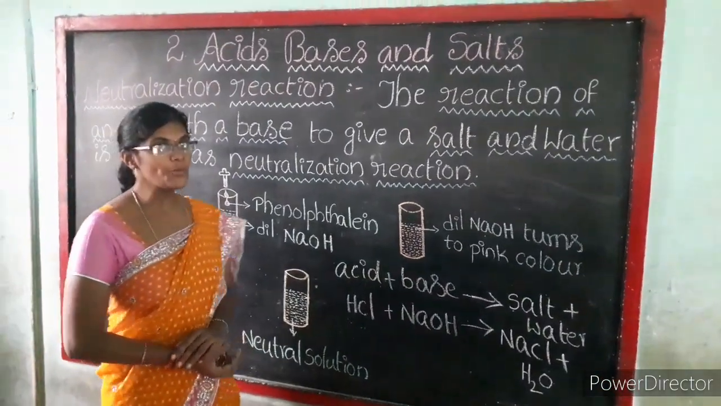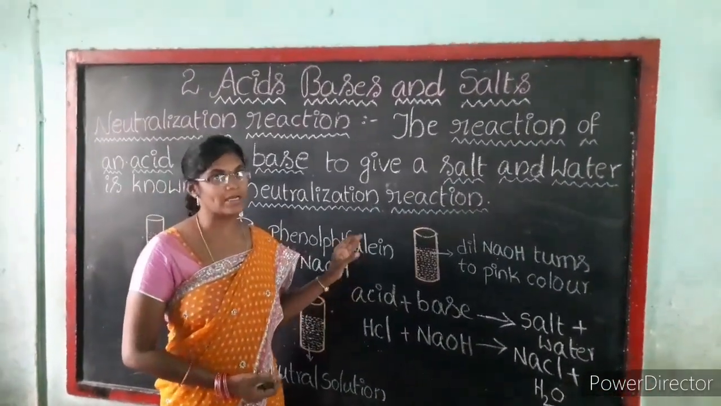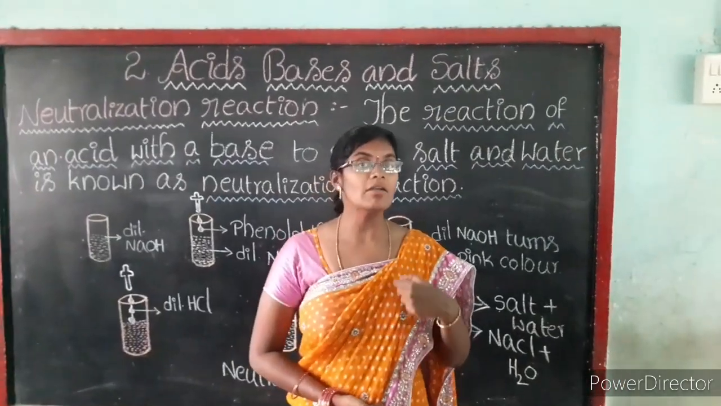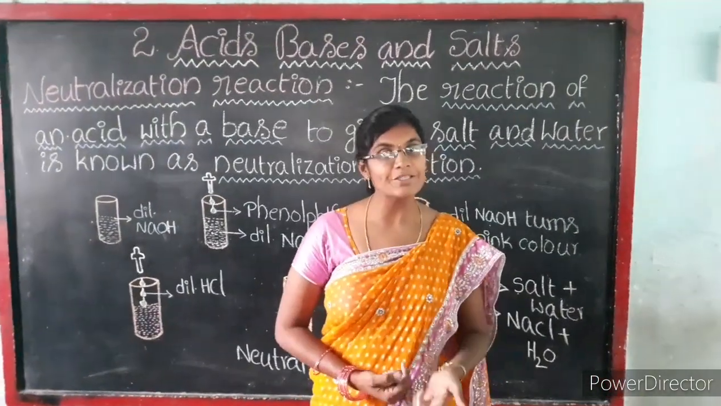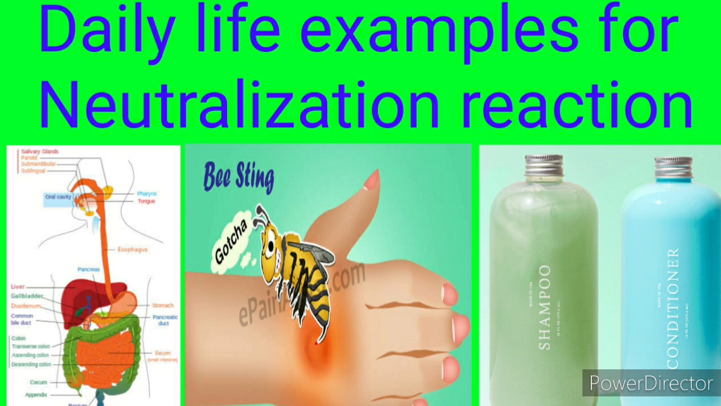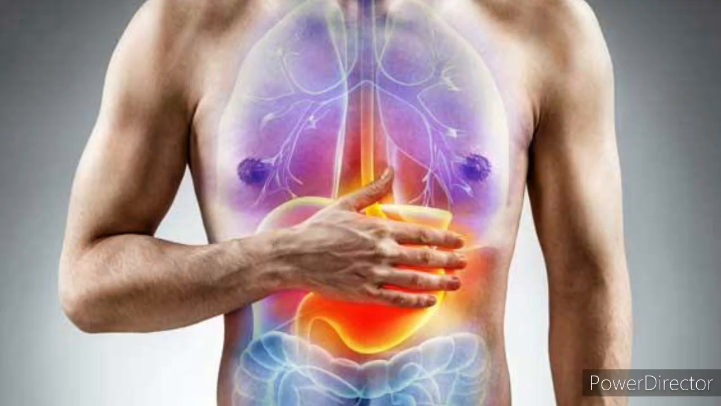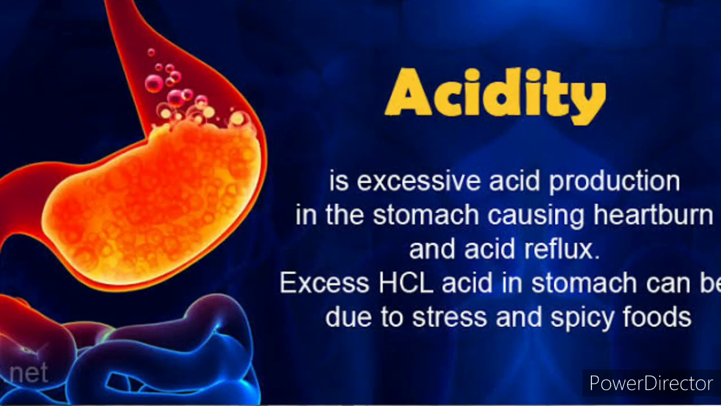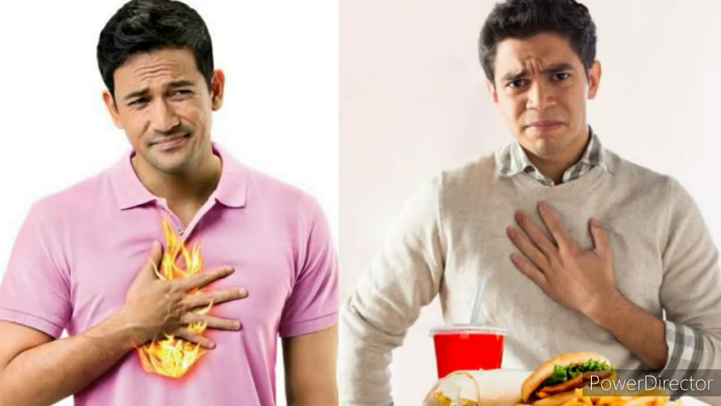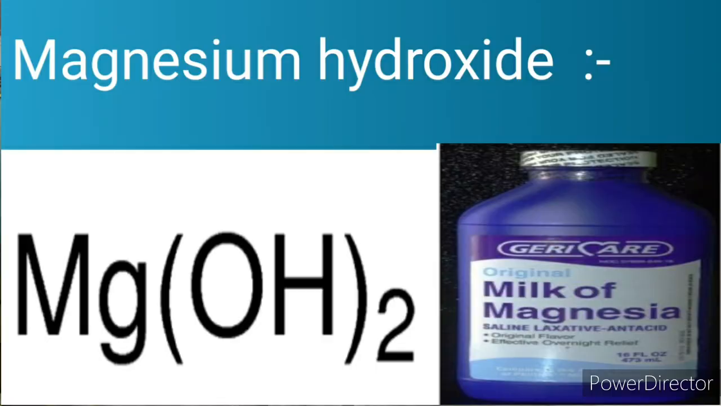So okay children, I hope you are very clear about this neutralization reaction. Generally in our daily life, where do we observe this neutralization reaction? Children, I will explain a few examples now. They will illustrate common neutralization reactions that occur around us. During indigestion, too much acid is produced inside the stomach, resulting in stomach disorder or acidity. In order to relieve the pain, we take bases such as milk of magnesia, magnesium hydroxide.